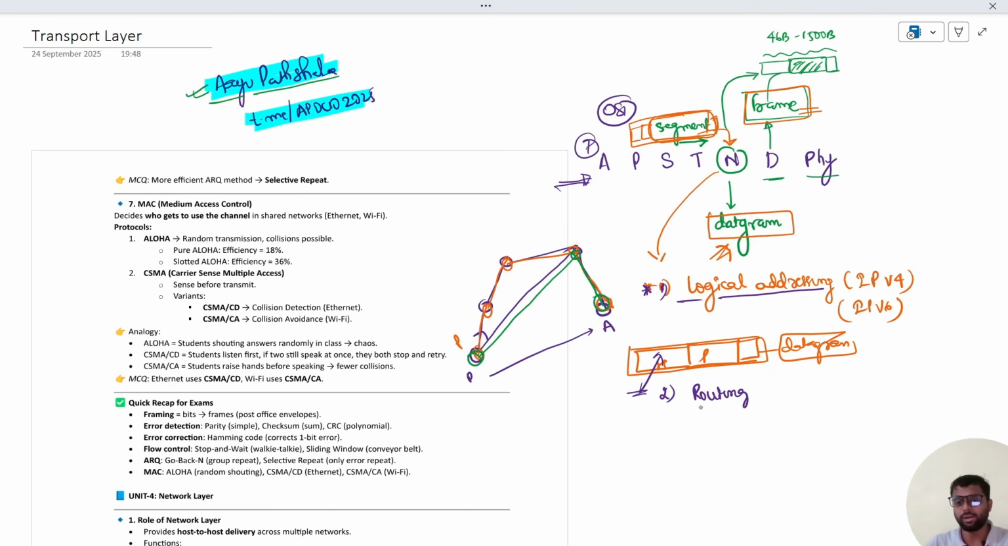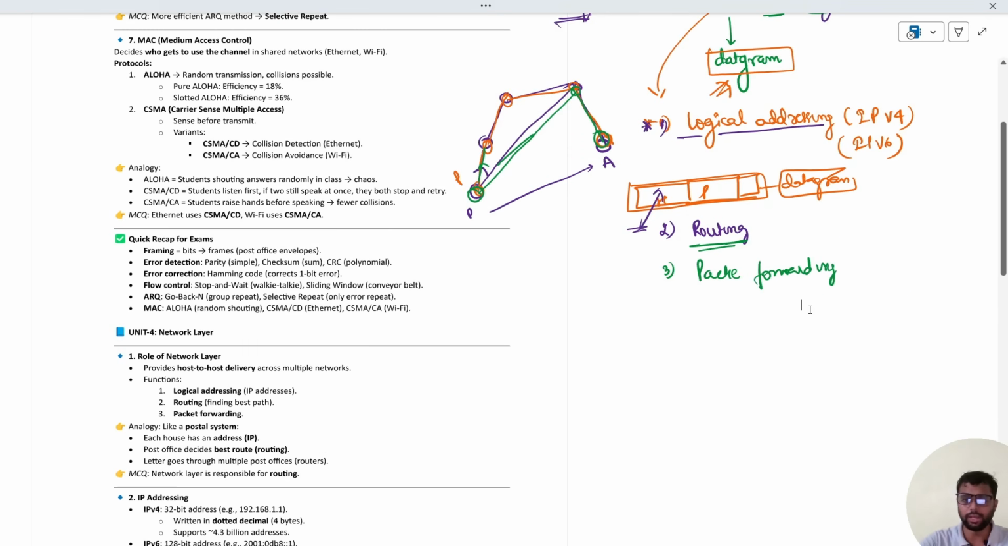So under the routing functionality of the network layer, we will see there are different algorithms which decide which path to follow, and accordingly, based on that algorithm, the path will be followed. Another important function is packet forwarding. So these three are the important roles of the network layer. Number one is logical addressing, number two is routing, and number three is packet forwarding. That is forwarding the packet to the next node so that it can reach the final node. For example, say this is P1, this is P2, and this is P3.